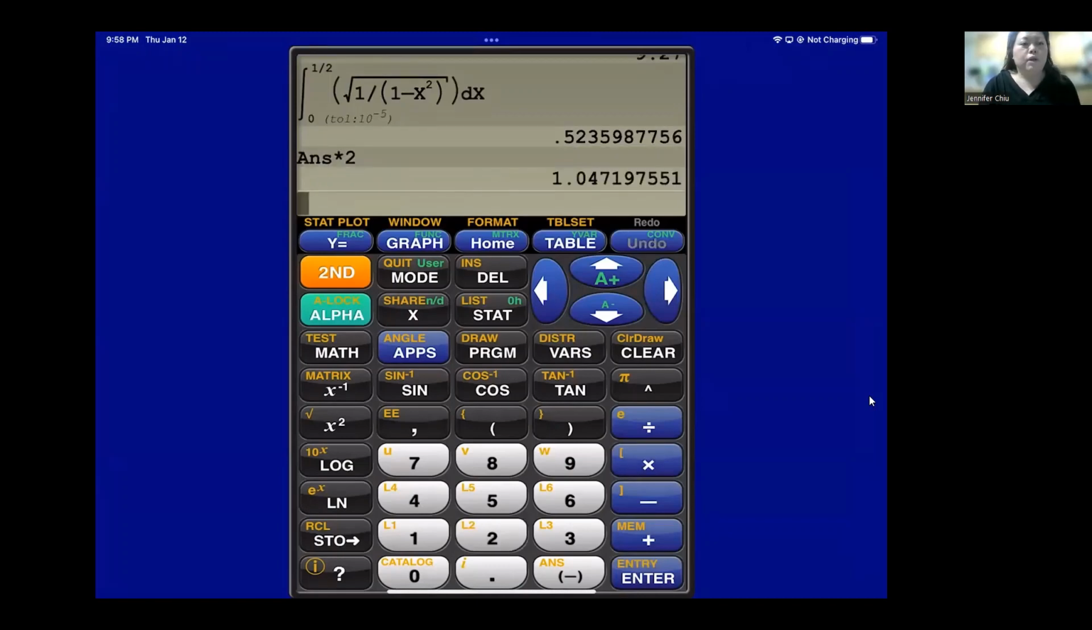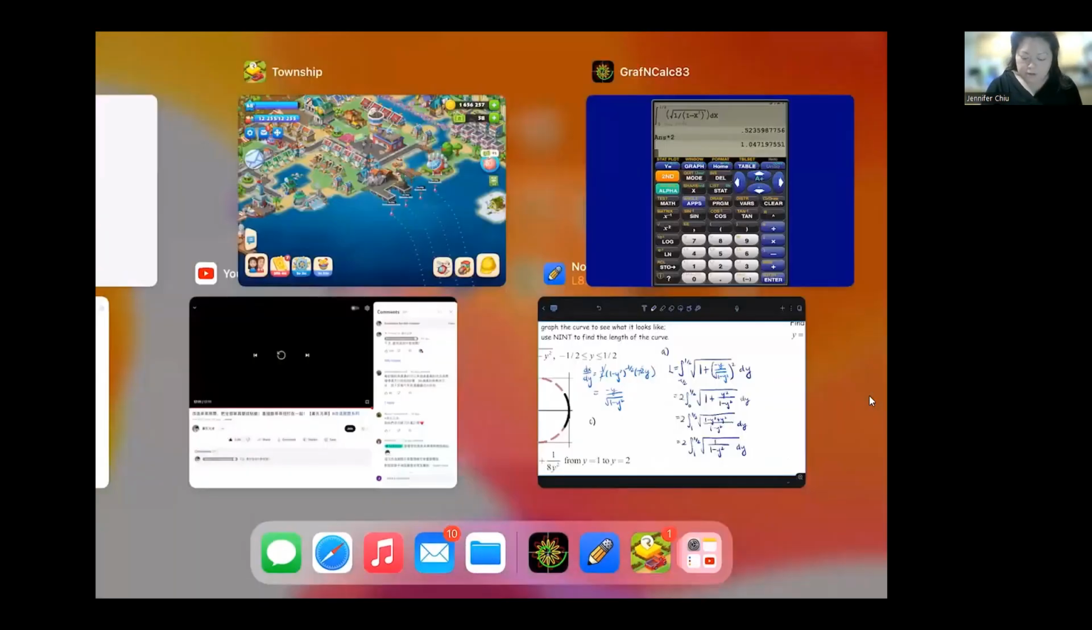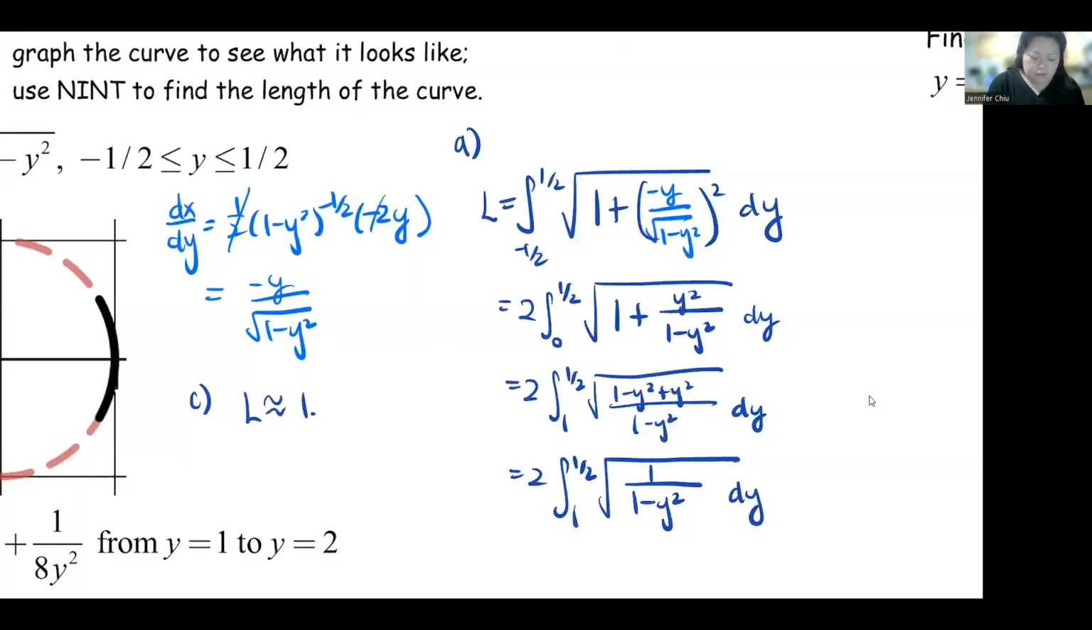So my answer is 1.047. Remember to round it to 3 decimal places for the AP exam. Okay, so the length is about 1.047.